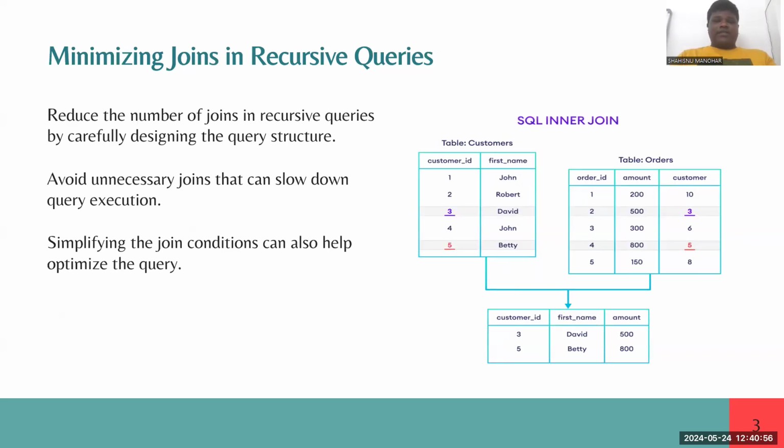Minimizing joins in recursive queries. Reduce the number of joins in recursive queries by carefully designing the query structure, and avoid unnecessary joins that can slow down query execution. Simplifying the join conditions can also help optimize the query. For example, here in the diagram, there is a table customers and a table orders. As you can see, in the customer ID there are the numbers 3 and 5. In the same way, in the table orders, there are customers 3 and 5. So there is a join in between. If you minimize the join, we can automatically optimize the recursive query.